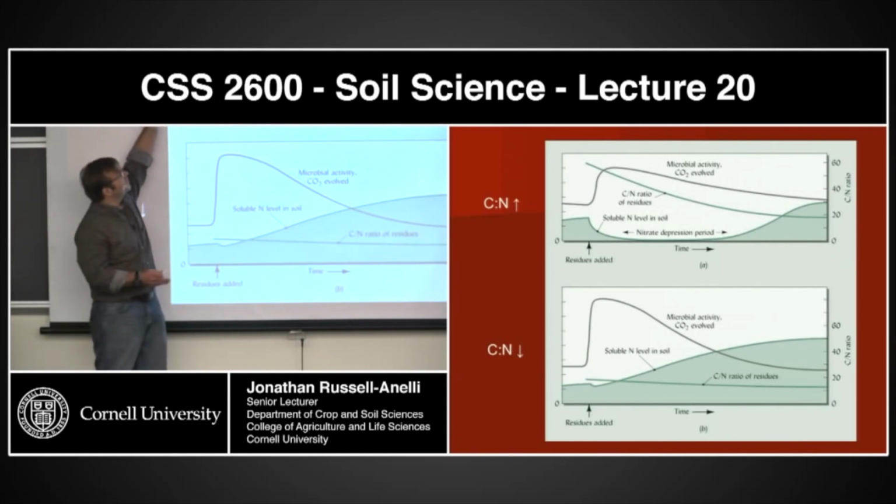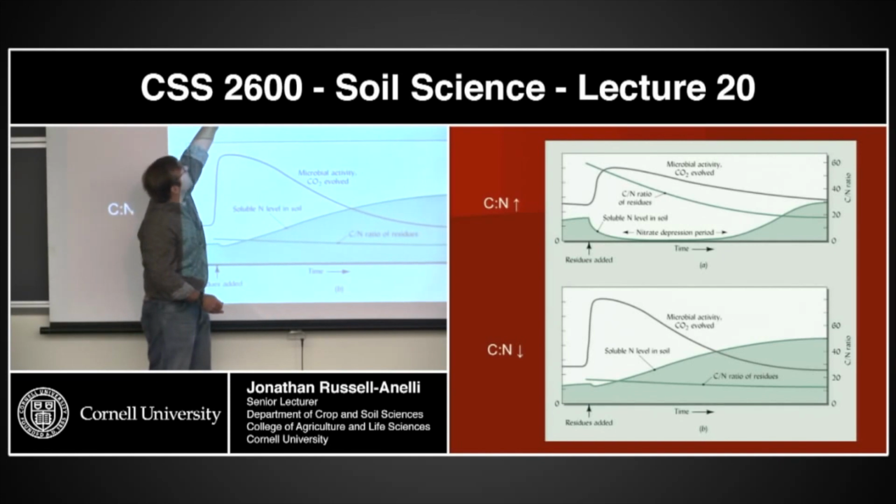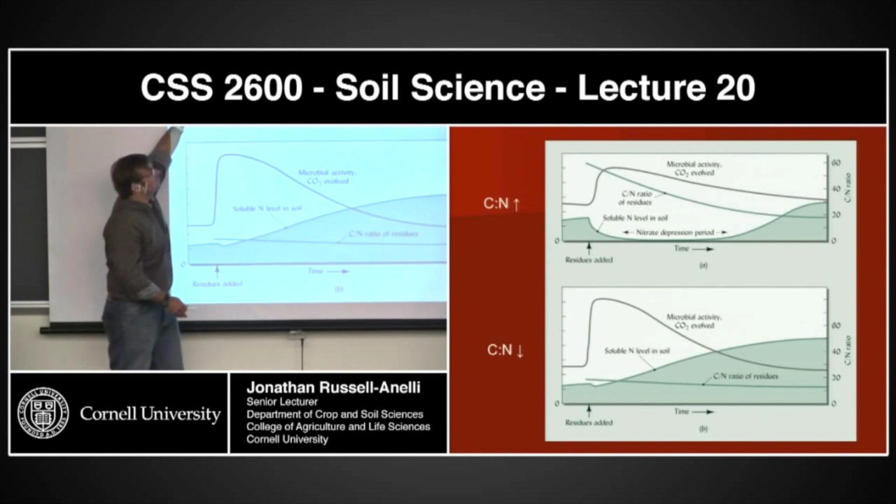Okay, so if I start with a high CN ratio, fresh added material right here, you can see my population just boom, but you can also see my nitrate being depressed. Now this is the nitrate that's in the soil, not the nitrogen that's in the CN, not in the plant material that they're eating. Okay, so they're harvesting this nitrogen from someplace else, the soil.